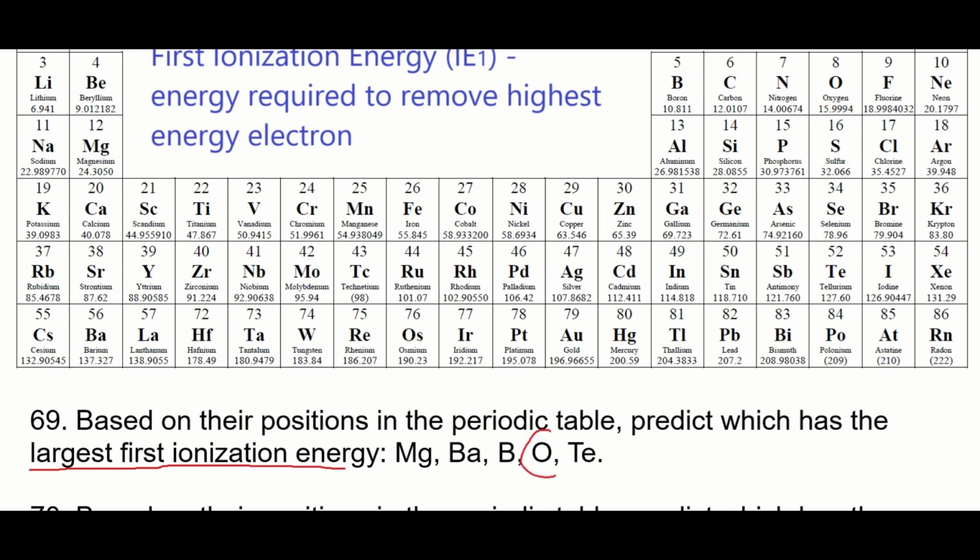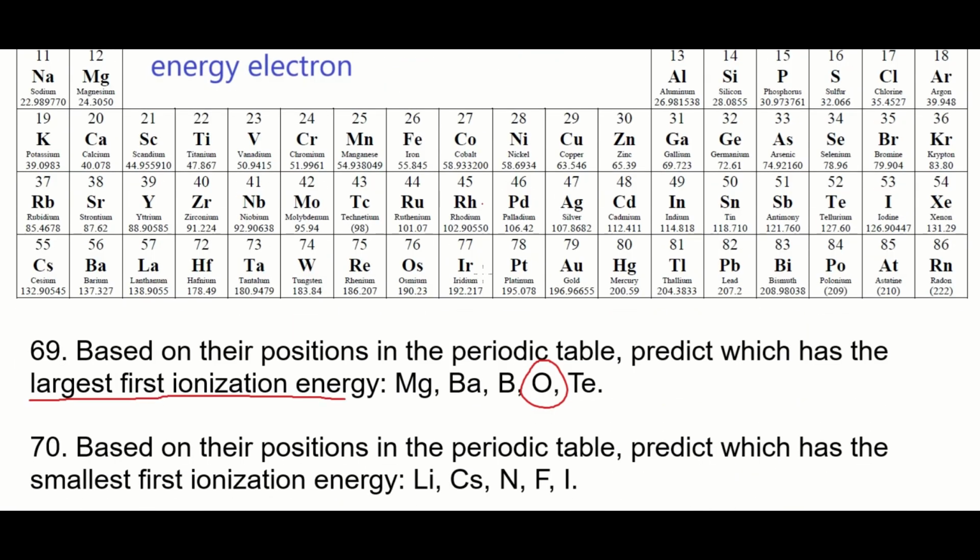All right, let's move on to number 70. Based on the positions, predict which one has the smallest. Now, if the question is asking which one requires the least energy to remove an electron, that's going to be the opposite trend, down and to the left. Like cesium and barium, those valence electrons are the farthest away relatively to the other elements on the periodic table, and they're experiencing the most shielding. Those electrons on the outside are going to require the least amount of energy to remove.